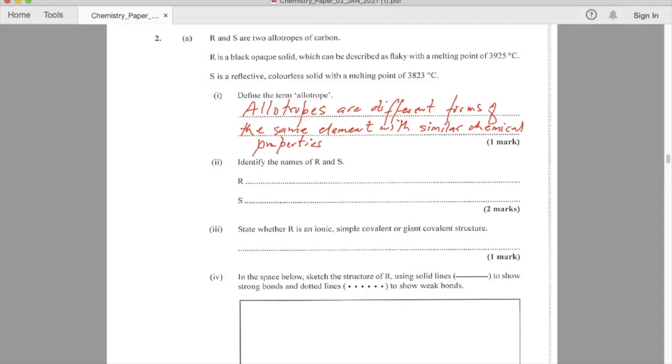Identify the names of R and S. So once we hear black opaque solid, flaky, we should be thinking about graphite. So R would be graphite. And then, of course, S, reflective colorless solid, would be diamond. These are our two allotropes of carbon. We have other allotropes like fullerene, but these two are very common, and these are what we look at this level. And then we have state whether R is an ionic, simple covalent, or giant covalent structure. Now, allotropes of carbon, graphite, diamond, we would have a giant covalent structure. And there we would have gotten 4 marks.